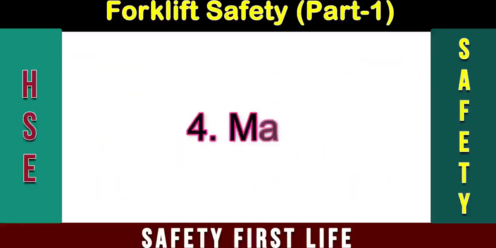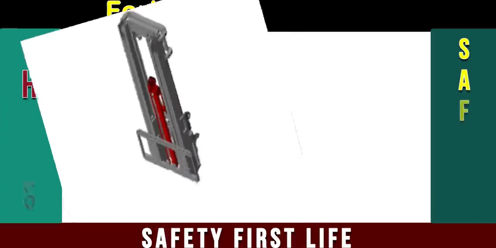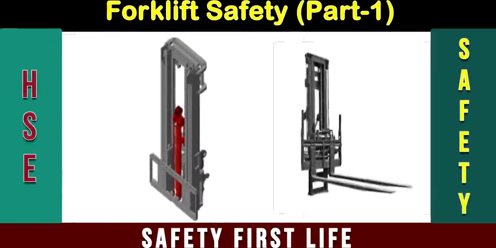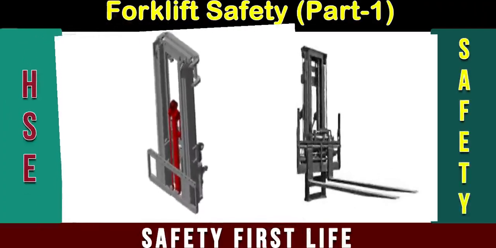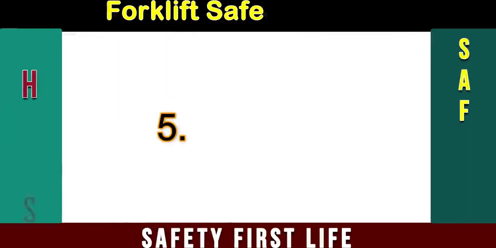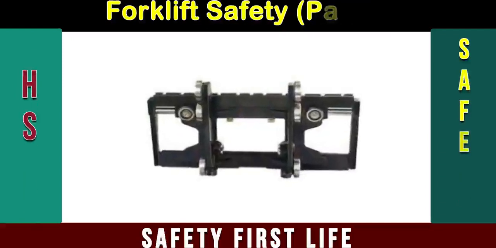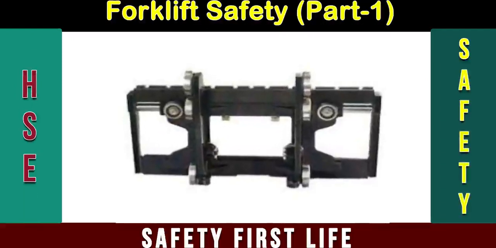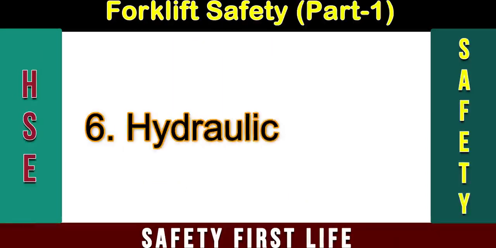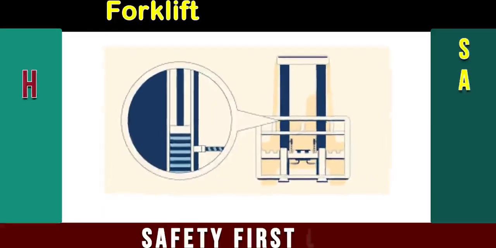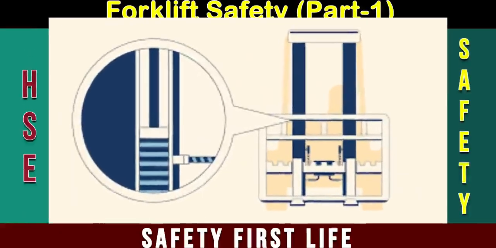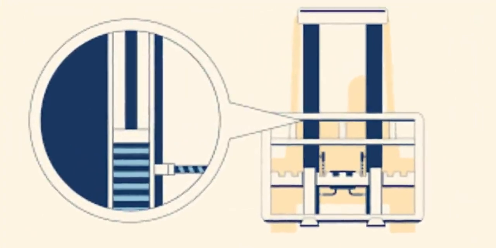Number four, mast. The mast is the vertical assembly that allows the forks to be raised and lowered. Number five, carriage. The carriage is the part of the forklift that connects the forks to the mast and allows them to move up and down. Number six, hydraulic system. The hydraulic system uses fluid pressure to power the lifting and tilting functions of the forklift.